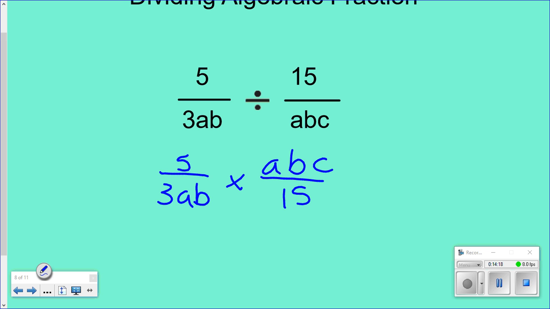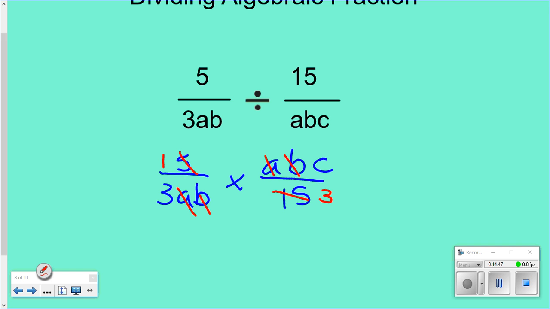What are some things I can reduce off the bat, Kale? Sure. What can go in both? 5. Yep. 5 goes into 5 once. 5 goes into 15 3 times. Good job. What else can I reduce right off the bat up here? Bella? Sure. An A and an A and a B and a B, right? Anything else I can reduce up here? No, I don't think so. I can't reduce anything else.